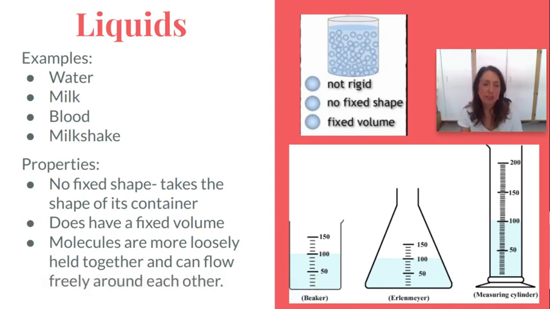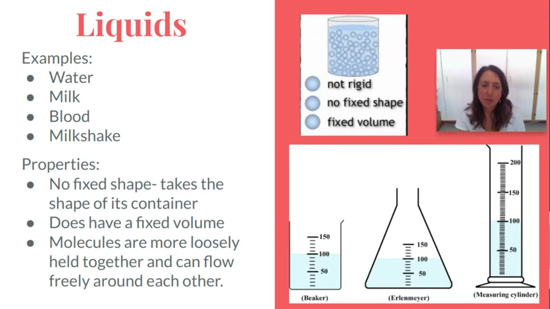Next property is it does have a fixed volume. So it's like we were saying, even though the shape is different, the amount stays the same. So whether you pour it into any kind of container, you're going to have the same amount of liquid.